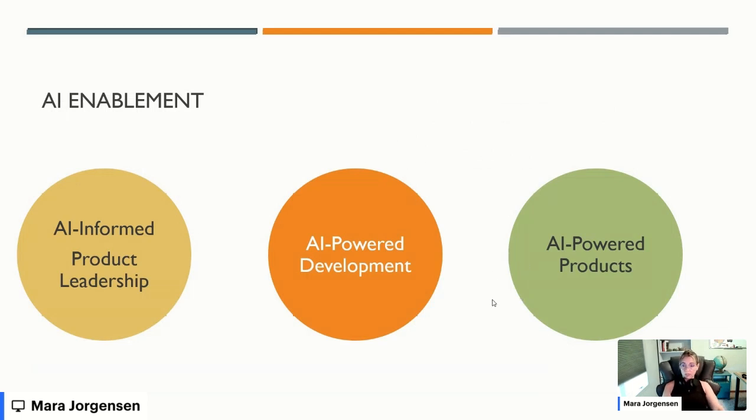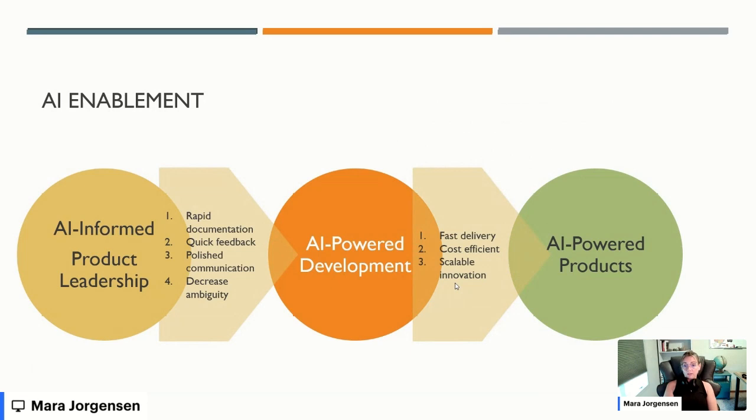Let's talk a little bit about the product leadership aspect. AI-informed product leadership is really about using the AI tools available to rapidly document what needs to be done, have quick feedback loops, polish up your communication, such as your emails, your standardized documents, use your current templates, and decrease ambiguity in what needs to be done in the engineering process. Once we actually have an AI-informed set of documentation or context, then we can roll into the development. So what does it mean to have AI-powered development?